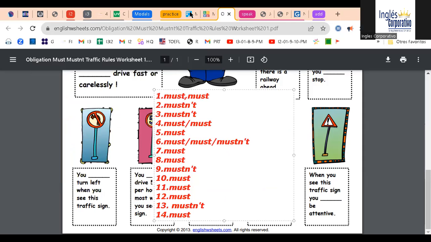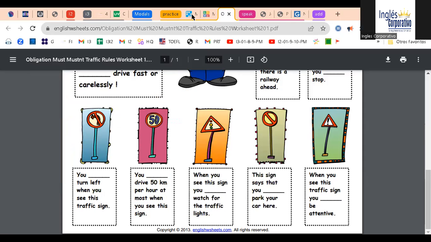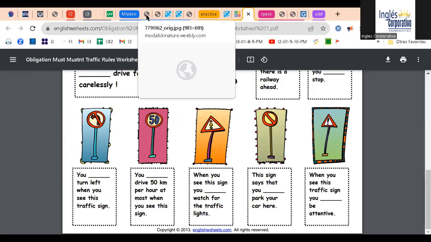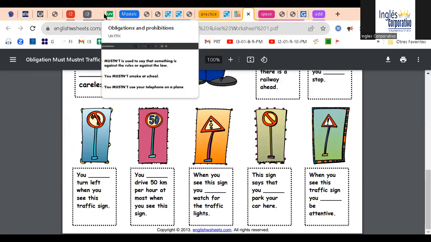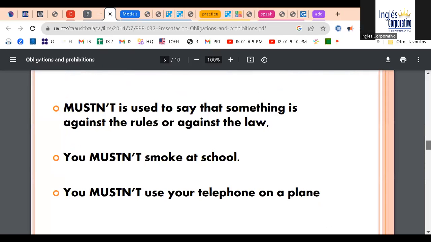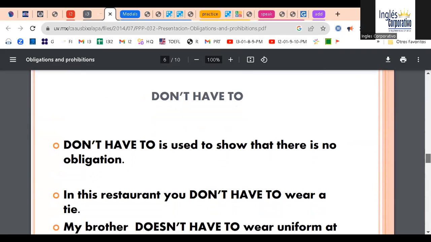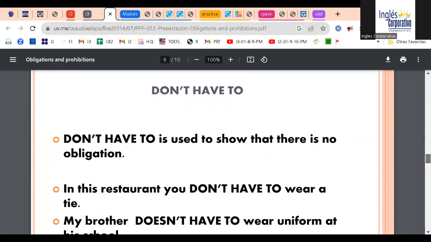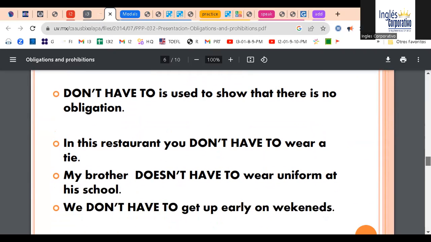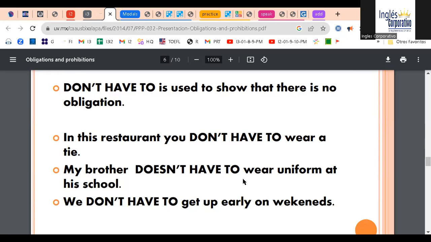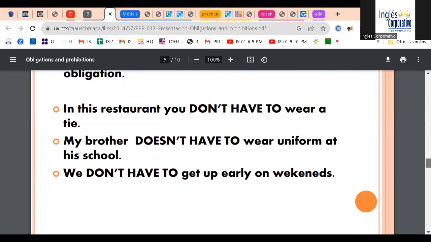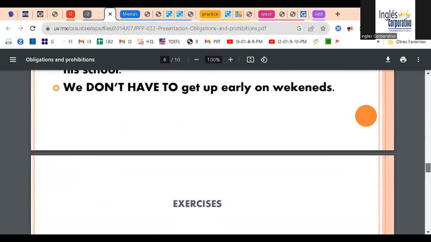Let me see. I'm gonna close this, and now we continue. We have some more information, so just let me go back to that. Okay, here. So we were here. Besides the ones that we were shown, we also have don't have to, used to show that there is no obligation, right? In this restaurant, you don't have to wear a tie. My brother doesn't have to wear a uniform at his school. We don't have to get up early on weekends. So I think that's clear. I don't have to, let's say, go to a place, for example, to work.